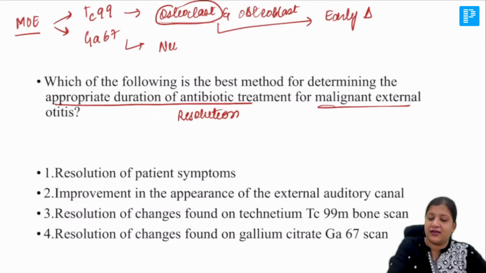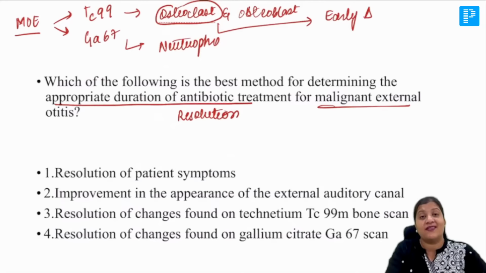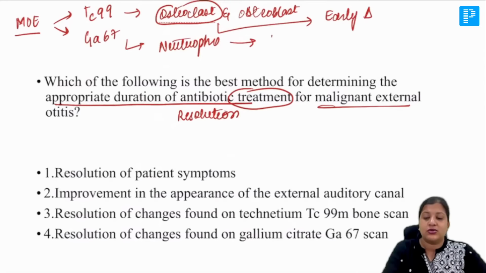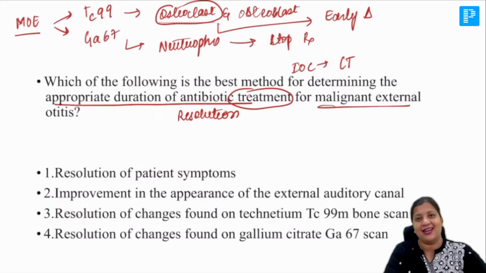Whereas Gallium-67 is taken up by neutrophils. Neutrophils are cells of acute inflammation, and once appropriate antibiotic treatment is given, neutrophils will disappear, which means that this scan which was positive will become negative. So this will tell me when to stop the therapy, or the prognosis of the disease, is told by Gallium-67. If I ask you what is the investigation of choice for malignant otitis externa, it will be a plain CT, non-contrast CT scan. Is there a role of MRI? Yes, only if there is any intracranial extension.